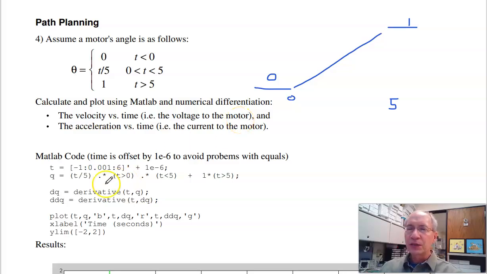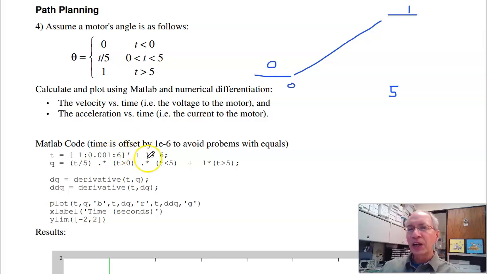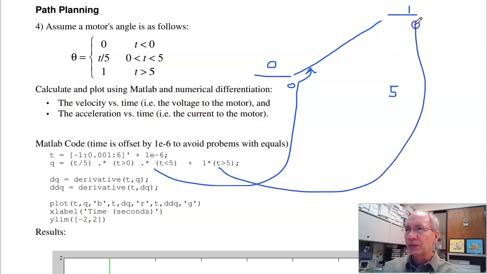So if I do that, first put the function in Matlab. Here I offset it by 10 to the minus 6 because I don't want to mess around with greater than or equal to, that kind of mess. So it's never going to be equal to. That's what this offset does. My function is t over 5 for t greater than 0 and t less than 5. That's this part of the curve. Then the last part is 1 for t greater than 5, and default is 0 for t less than 0.